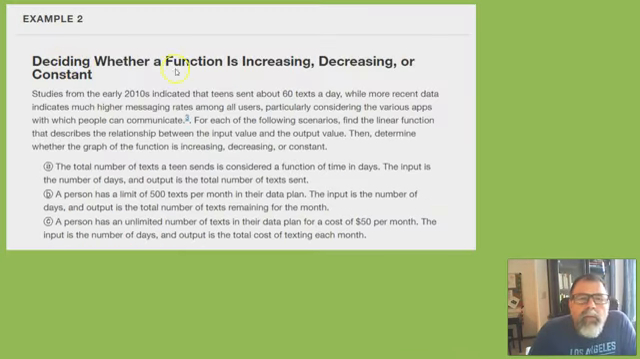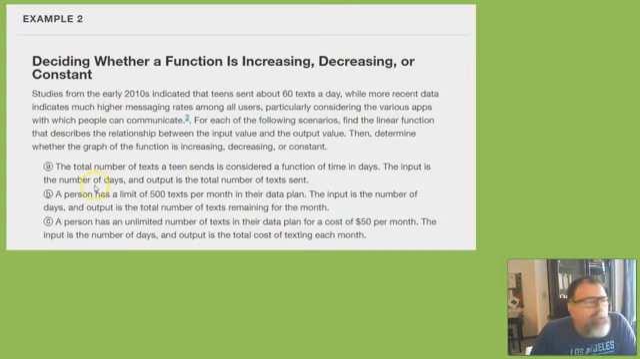Example 2, deciding whether a function is increasing, decreasing, or constant. Studies from the early 2010s indicated that teens sent about 60 texts a day, while more recent data indicates much higher messaging rates among all users, particularly considering the various apps with which people can communicate. For each of the following scenarios, find the linear function that describes the relationship between the input value and the output value. Then determine whether the graph of the function is increasing, decreasing, or constant.